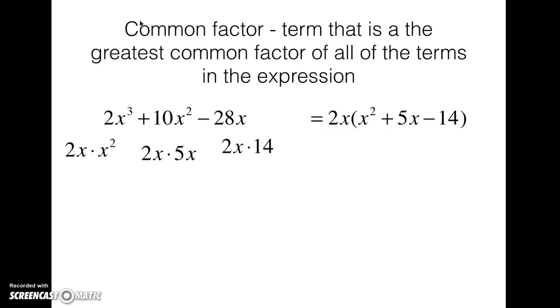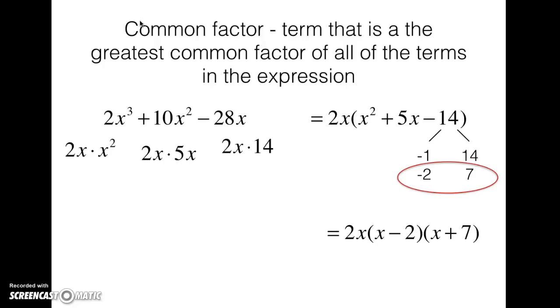And then we handle the inside of the parentheses just like we did previously. We break down the 14. I know one of my terms has to be negative because the 14 is negative. And the larger number is going to have to be positive because 5 is positive. So the combination, when I add them together, that gives me what I need is negative 2 and 7. So our final answer is 2x, parentheses, x minus 2 times x plus 7.